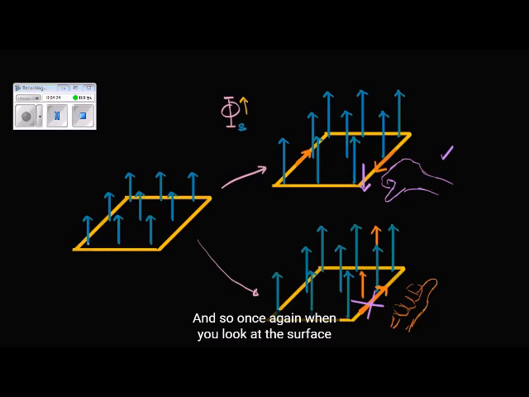And so once again, when you look at the surface, it would induce a magnetic field that is going in that direction. And so the induced magnetic field from the induced current will go against the change in flux. And this makes sense because we won't go into this never-ending positive feedback loop where the current keeps getting stronger and stronger and the flux keeps increasing and increasing and increasing.